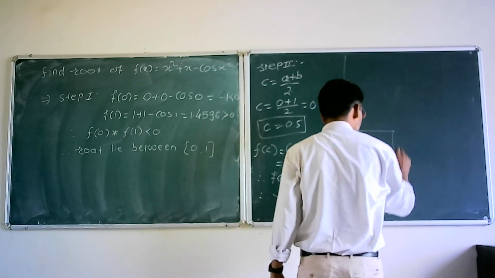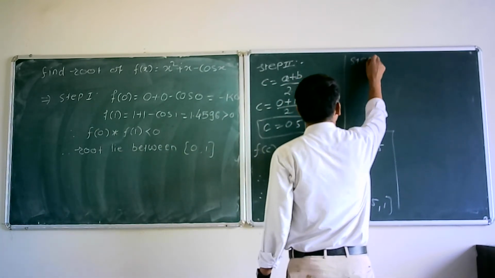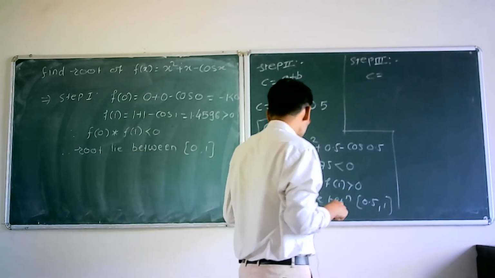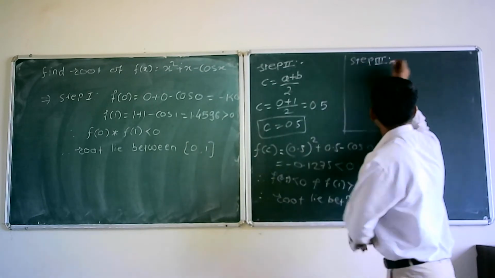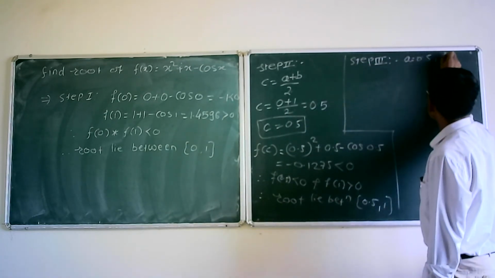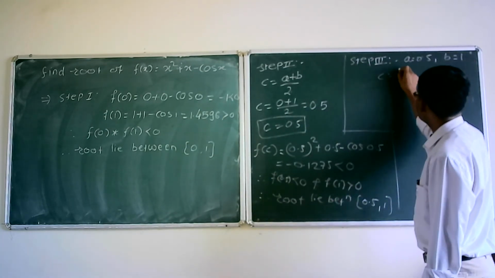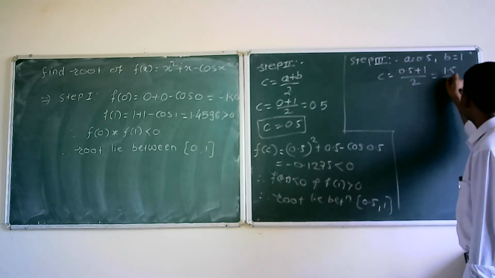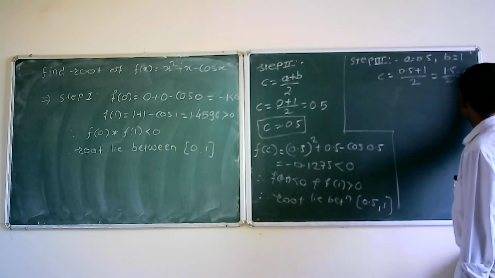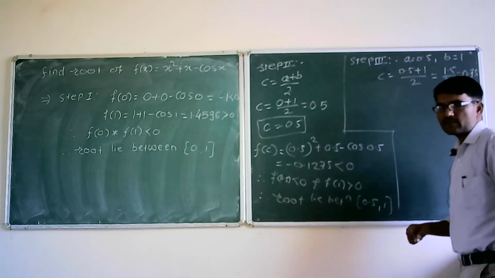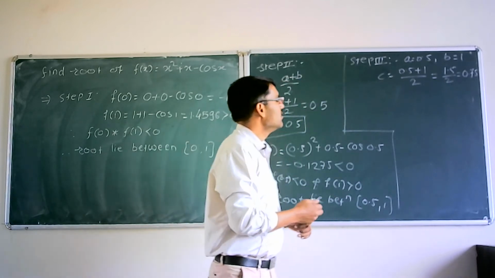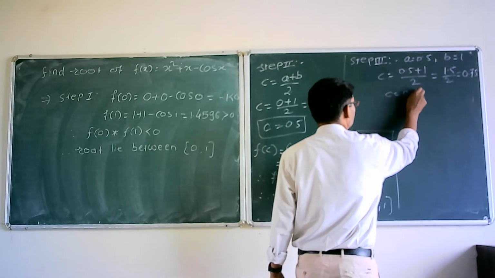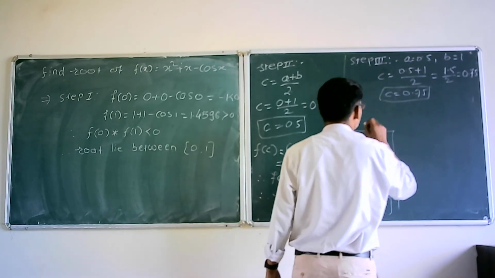So our next step is what? Step number 3. Again find C. In our new interval, our A is 0.5 and B is 1. So our C is equal to 0.5 plus 1 divided by 2, which is 1.5 divided by 2. So it is 0.75. So our new C is 0.75. We want to check whether C is the root of our function.